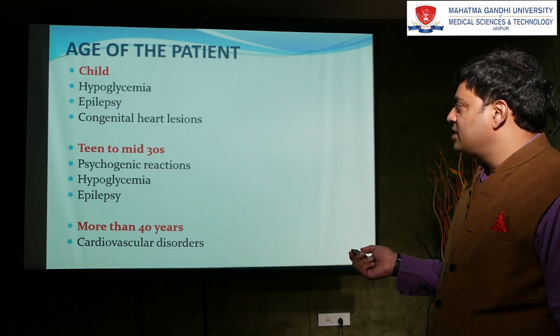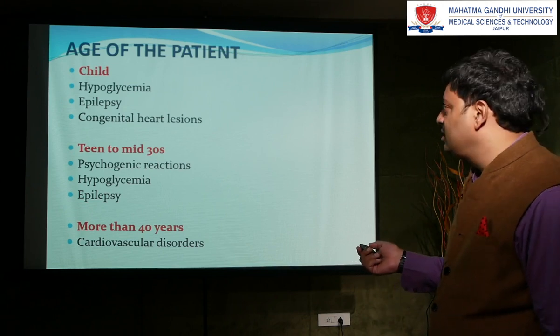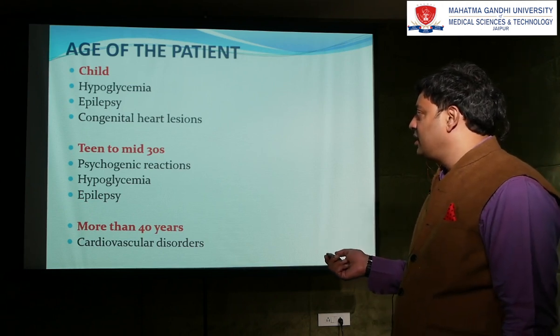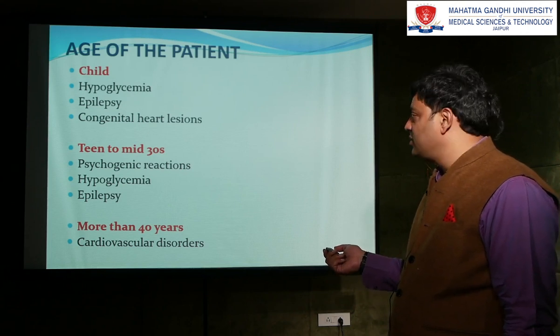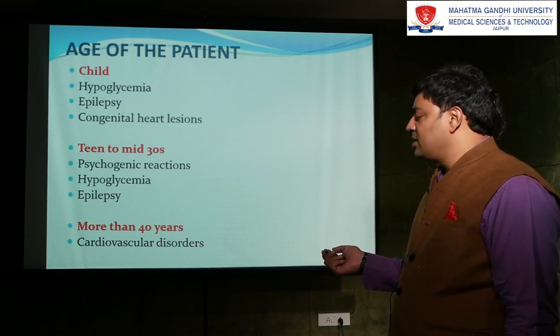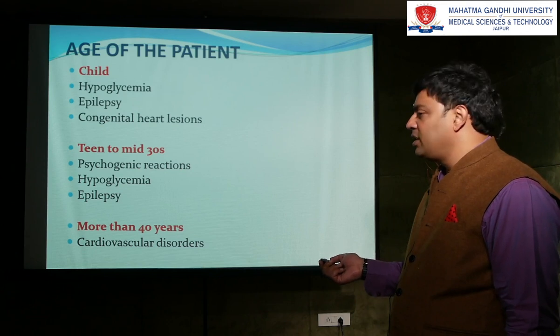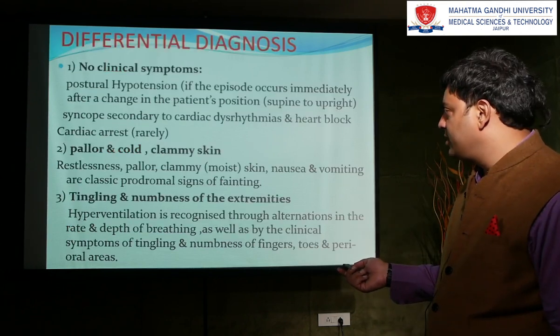So based on the age of the patient, what commonly causes unconsciousness? Child, commonly hypoglycemia, epilepsy, or congenital heart diseases. Teen to mid-30s, it can be psychogenic, that is vasovagal. It can be hypoglycemia or epilepsy, and more than 40 years is most likely a cardiac event.